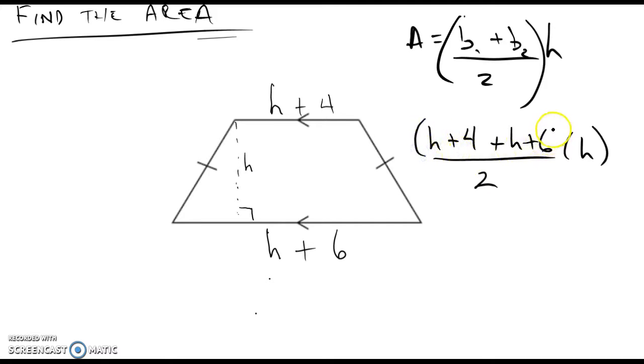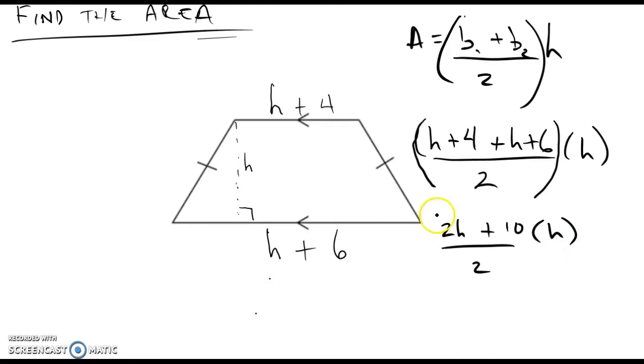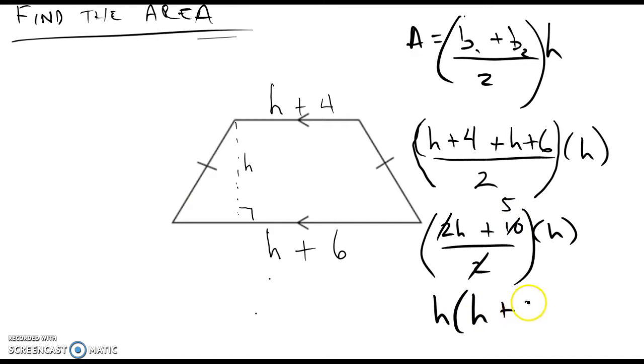These should be in parentheses. Actually, this should be in a big parenthesis. I'm going to add my like terms now within the parentheses, so that I've got 2h plus 10 over 2 times h. And this is actually coming out pretty nicely, because that's going to cancel, that's going to cancel, that's going to become 5. So now I've got h times the binomial h plus 5. And this would actually be the most simplified version.